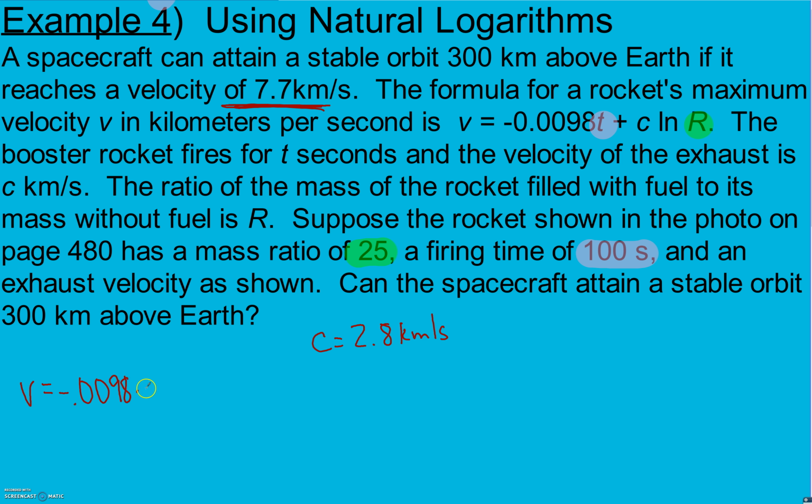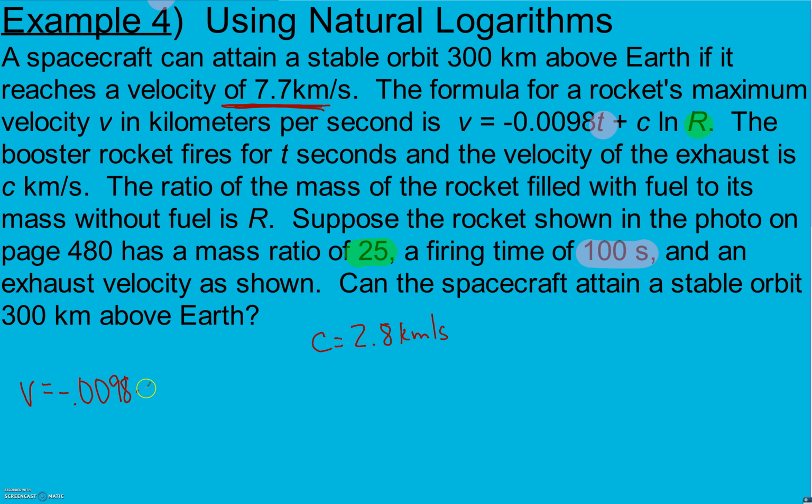Now, a booster rocket for a spacecraft has a mass ratio of about 15, an exhaust velocity of 2.1 kilometers per second, and a firing time of 30 seconds. Can the spaceship achieve a stable orbit 300 kilometers above Earth? Remember, our formula here is V equals negative 0.0098 T plus C ln of R.